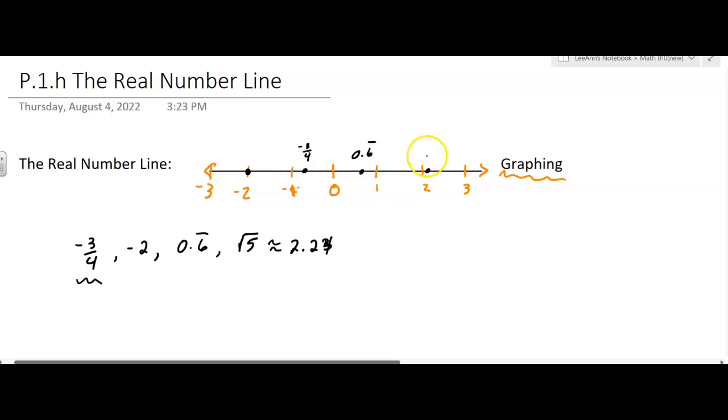But I'm going to write it as the square root of 5. That's an exact amount, the square root of 5. This just tells me about where it is. It's a little bit past the 2. Okay? So that's how we graph on a real number line.